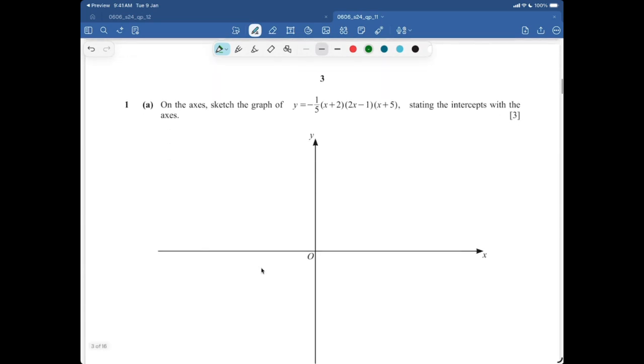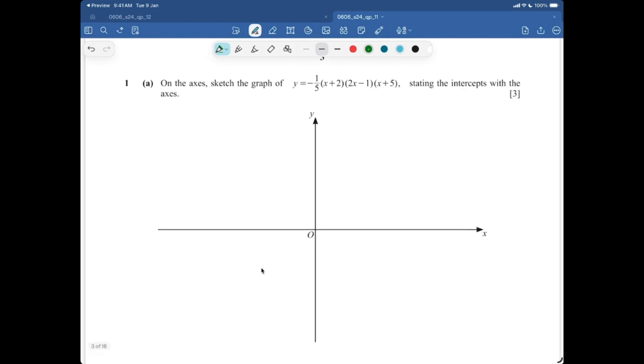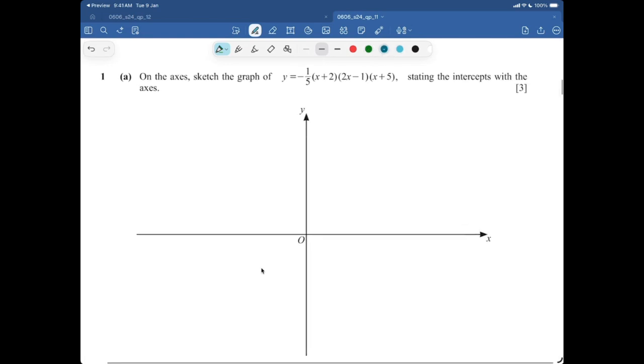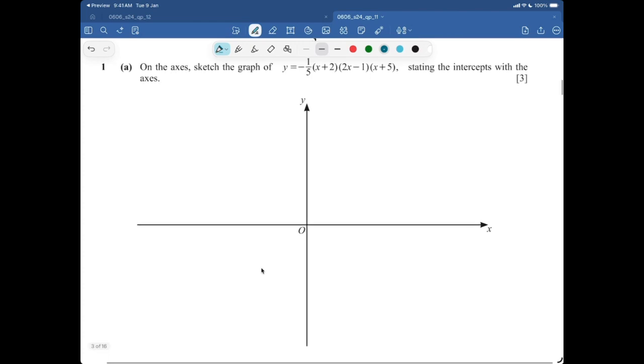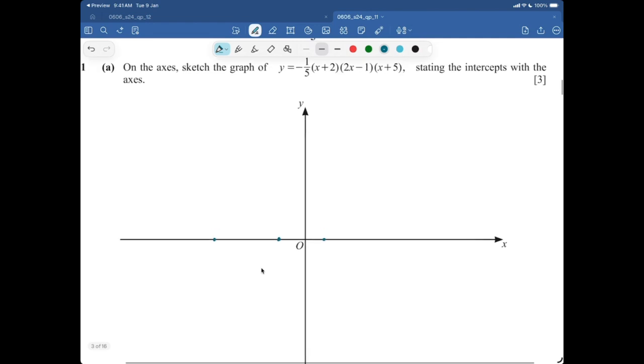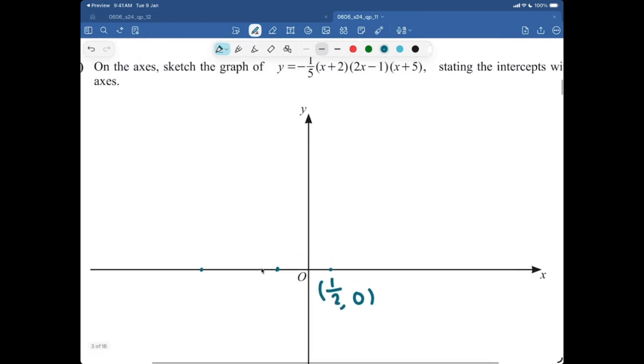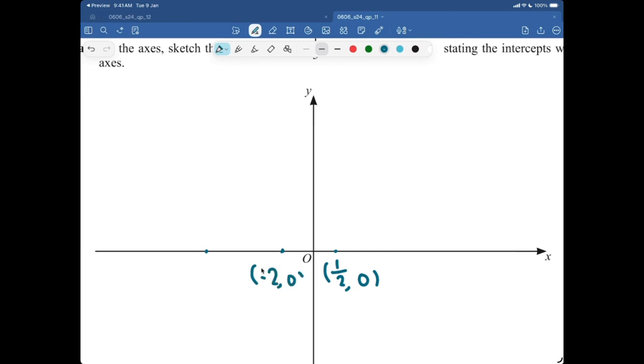So first of all, on the axis, sketch the graph of y equals -1/5 (x + 2)(2x - 1)(x + 5). So we have x-intercepts of -2, 1/2, and -5. So we first have to note this down: (1/2, 0), (-2, 0), and (-5, 0).